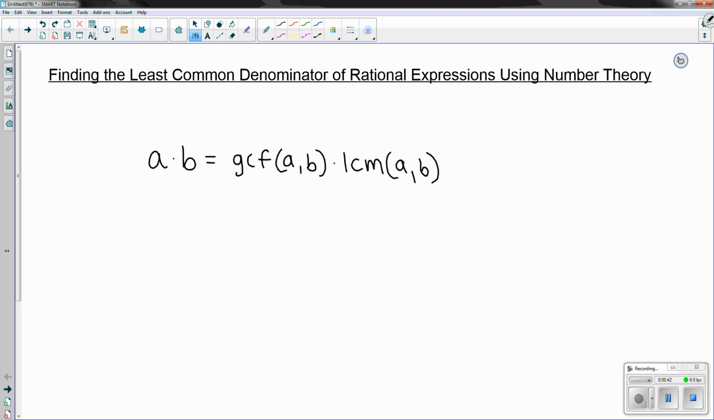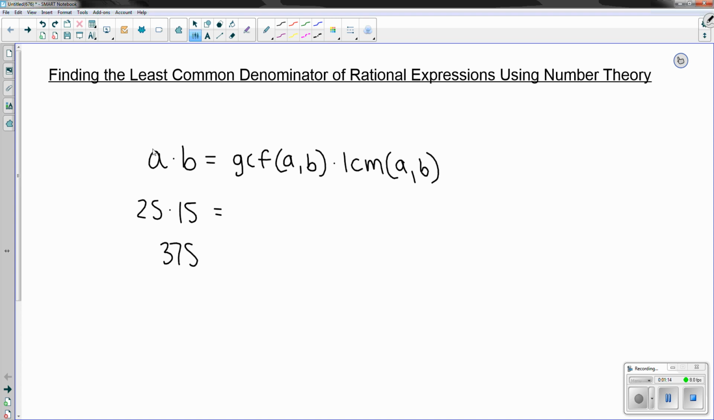Now, the least common denominator of rational expressions is also the least common multiple of the polynomials that represent the denominators in those expressions. So before we manipulate this equation in a way that's of use to us when finding the LCM, let's first show how this works. I'm going to choose numerical examples for A and B to start. Let's say A is 25 and B is 15. If we find their product, we'll get 375.